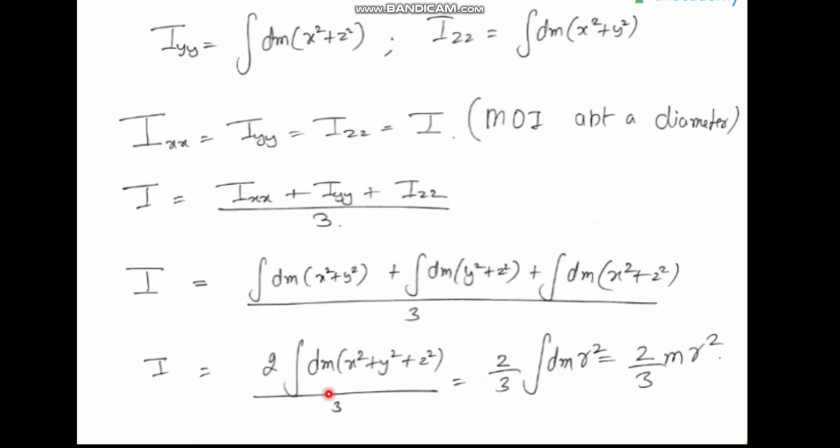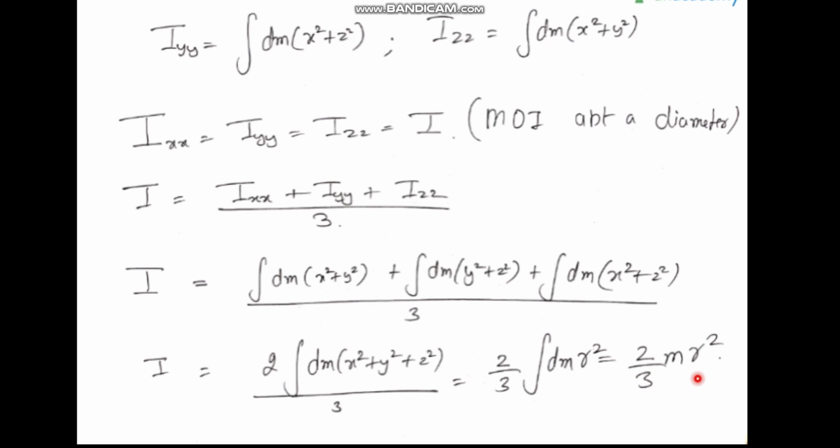So it will be dm into x square plus y square plus z square with 2 common. But x square plus y square plus z square is r square. So that makes the situation very simple. Now this r square is a constant value. It comes out of integration, and summation of dm will be only m. So the answer is 2 by 3 mr square.